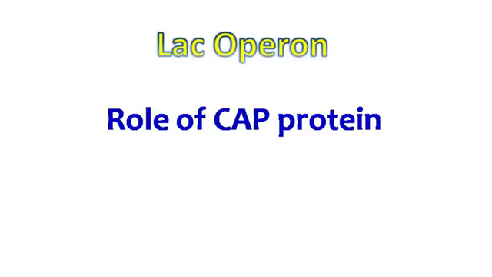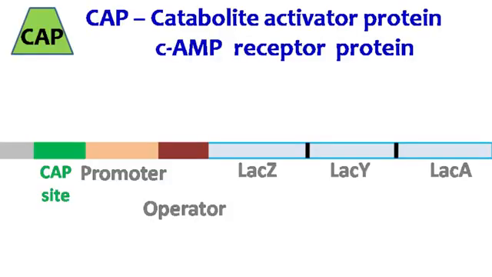The role of CAP protein in lac Operon. CAP stands for catabolite activator protein. CAP binds cAMP, hence it is also known as cAMP receptor protein.